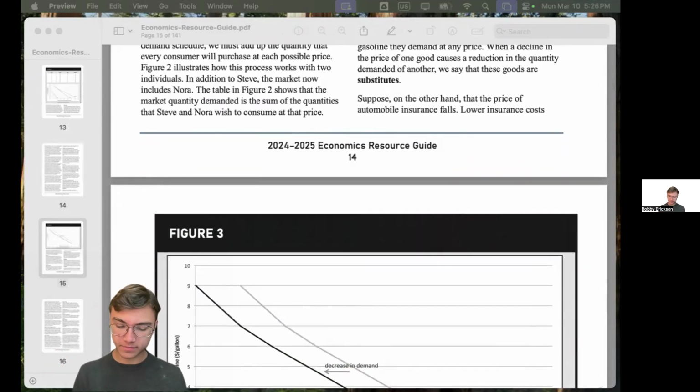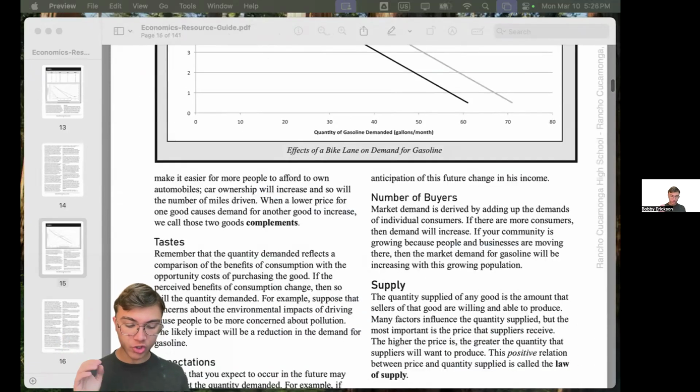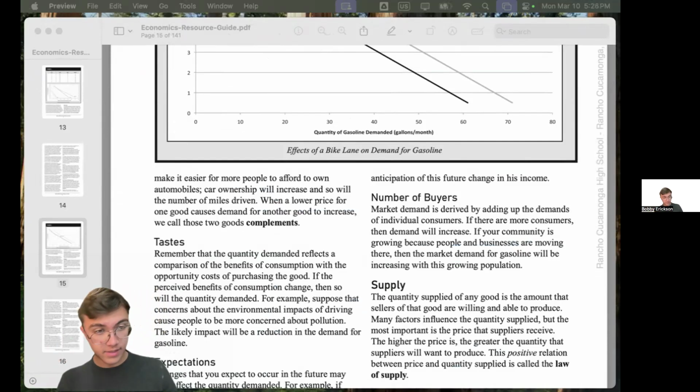However, let's say the price of automobile insurance falls. With lower insurance costs, people are more willing to buy automobiles, and it's easier to afford them now because you can get insurance more easily. You need insurance for a car. So if the price of insurance decreases, then the demand for car ownership will increase. And this is what is known as a complement.